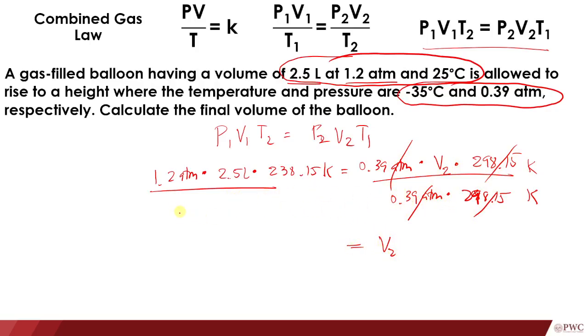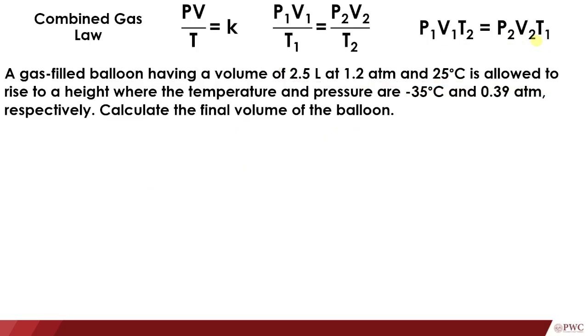We're also going to divide this one by 0.39 atm times 298.15 Kelvin, and I'll give the rest to you to solve. So just multiply, then you divide. Okay, that's how you get the final volume for this one. That's the combined gas law. We have P1 times V1 times T2 is equal to P2 times V2 times T1. Okay, that's the combined gas law.